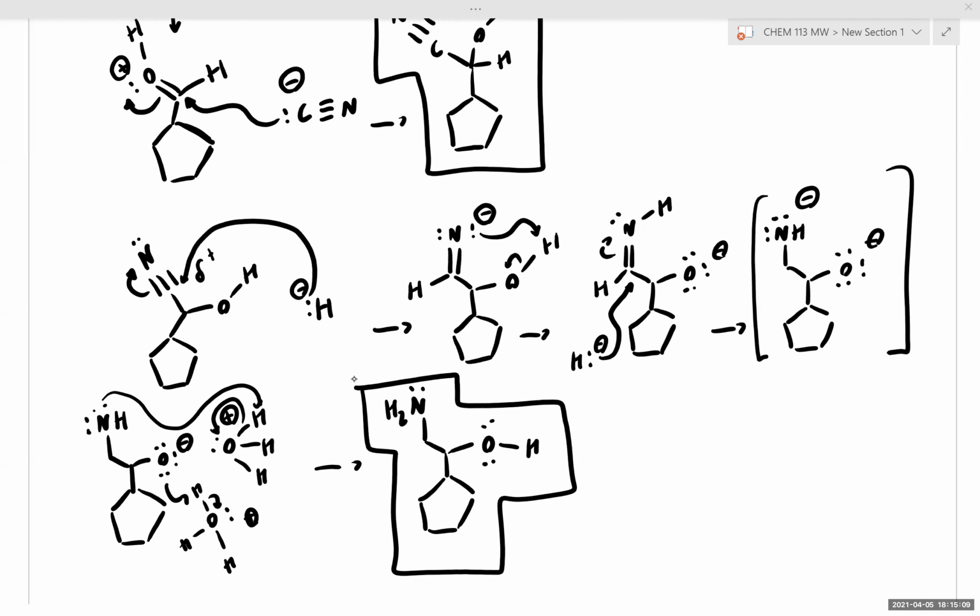Any other questions on this example? Does this mechanism for nitrile reduction make sense? Perfect.